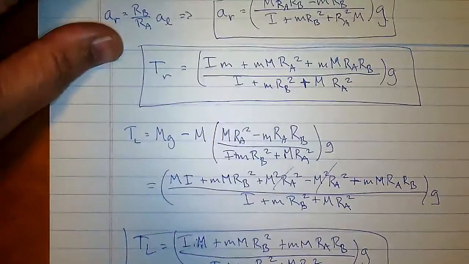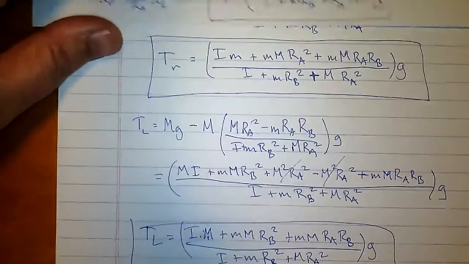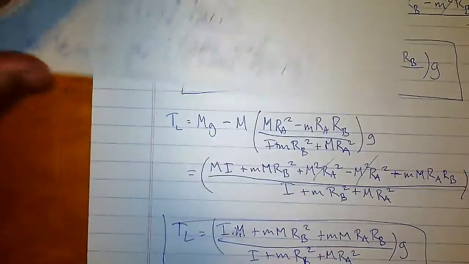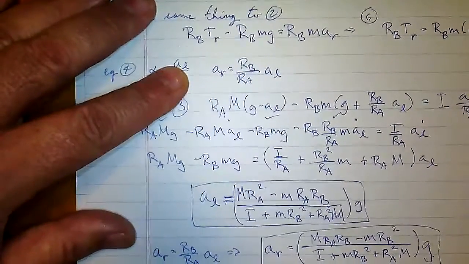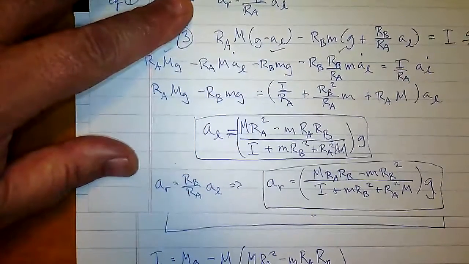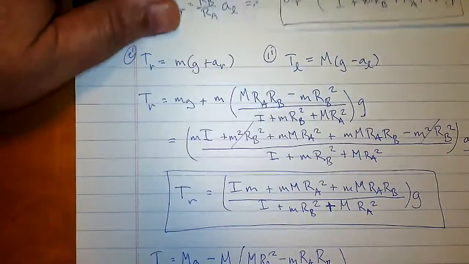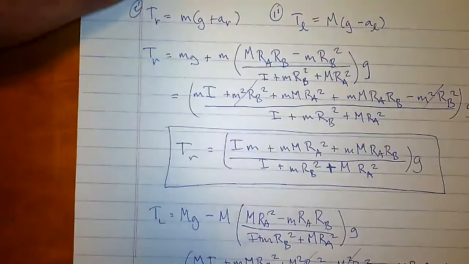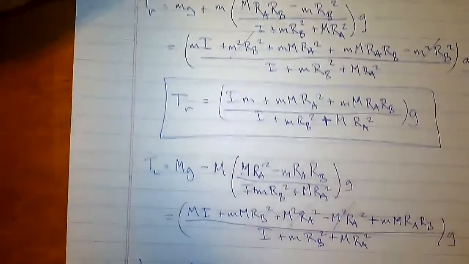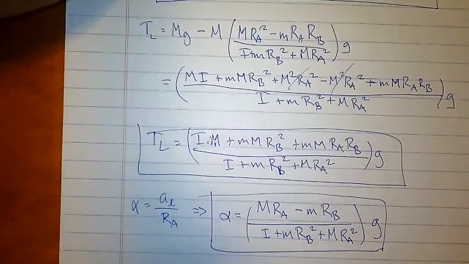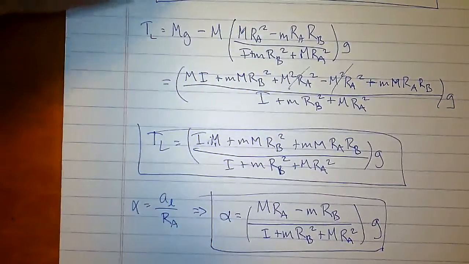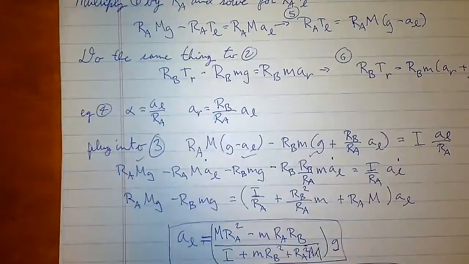I just about fit them all on the page, just about. Maybe if it does, like, nope. So it's these accelerations. a_L is the acceleration on the left-hand side. a_R is the acceleration on the right-hand side. T_R is the tension on the right, and T_L is the tension on the left. And then alpha is the angular acceleration. I hope that helps. That's it.